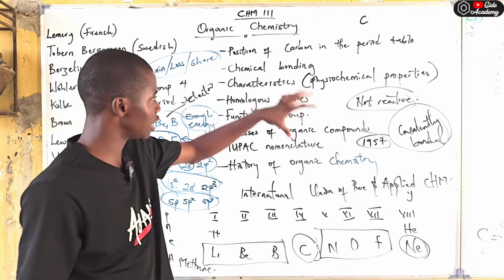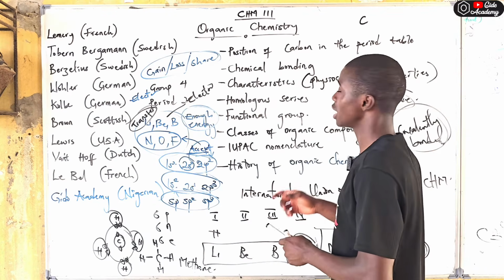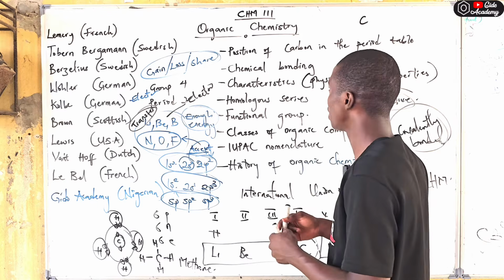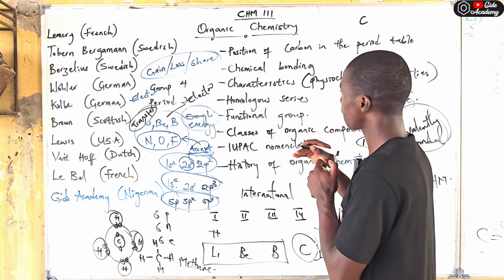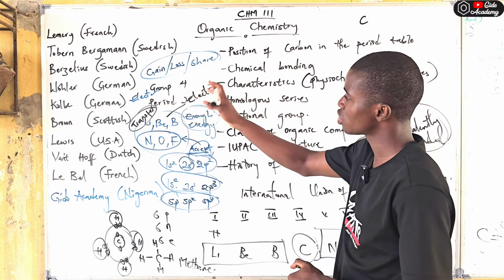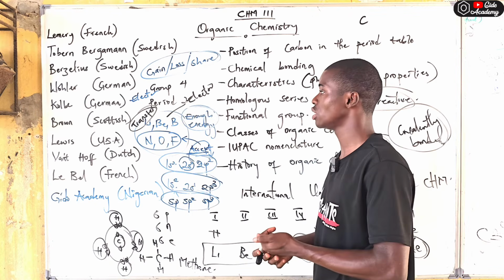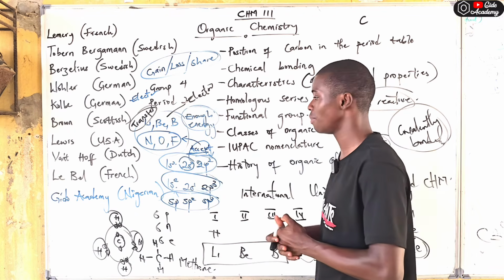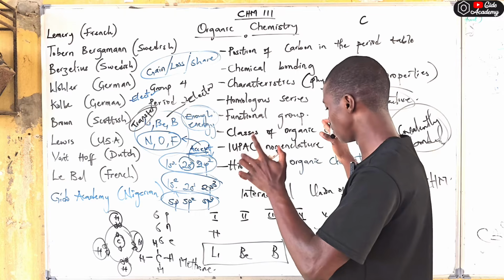So that is generally everything about the history, or rather the introduction, to organic chemistry. This is actually an introductory class to organic chemistry. Probably in another class we'll be going deeper and deeper, but please take note, I'm just introducing organic chemistry and carbon's position in the periodic table. I repeat, we have Lemery, Torbern Bergman, Berzelius, Wohler, Kolbe, Brown, Lewis, Van 't Hoff, Le Bel. Please, it is important you take note of the country they are from. Like Lemery, I said, is from France, and the last name there, Le Bel, is also from France.